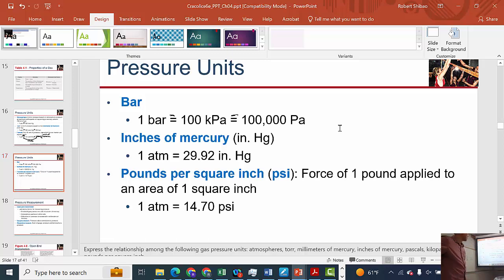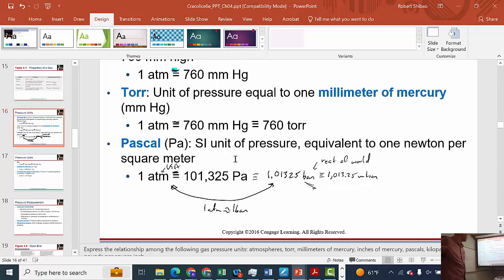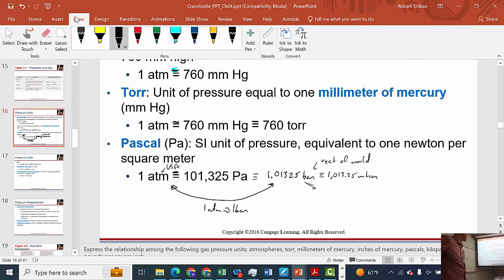Sometimes we'll use kilopascals. Like I bought a bike tire and they had the pressures in kilopascals, so I had to convert it. Kilopascals are common in Europe, I guess. So this one we don't have to memorize. These ones we should memorize here.